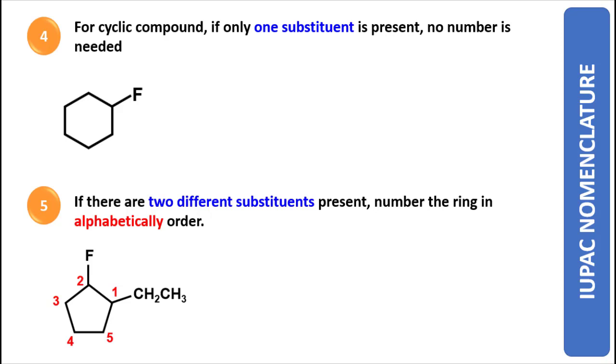For a cyclic compound, if only one substituent is present, no number is needed. For example, here we have a cyclohexane and fluoro attached to it. So the IUPAC name for this compound is fluorocyclohexane. If there are 2 different substituents present, we are going to number the ring in alphabetical order.